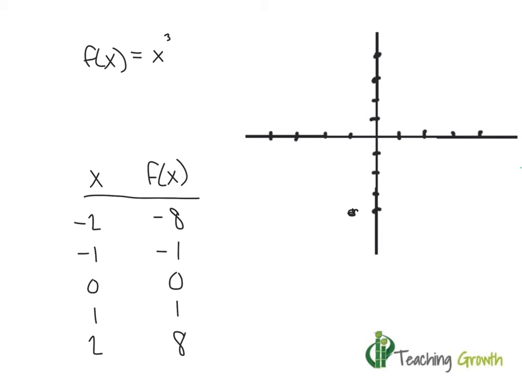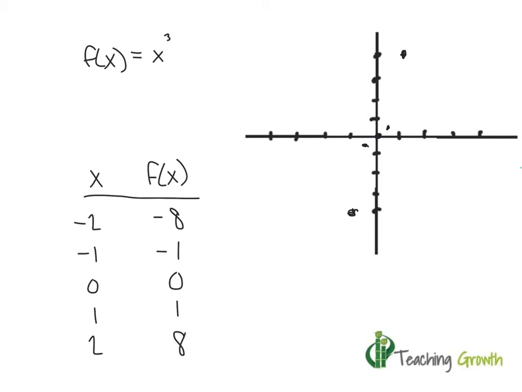The next point we're going to graph is (-1, -1), and it will be right here. The next point is (0, 0), which will go right here. The next point is going to be (1, 1), which will go right here. And the final point, which is (2, 8), will go over here.